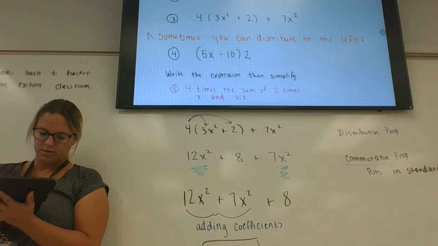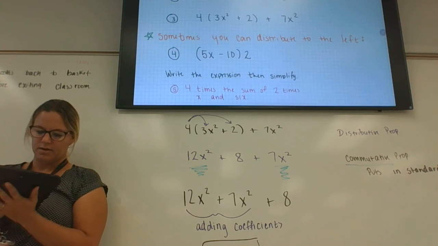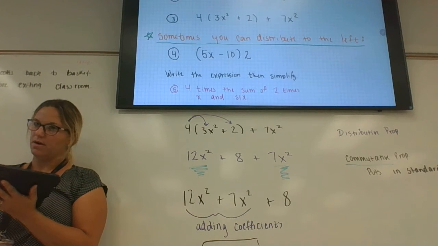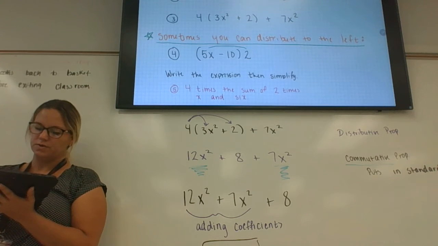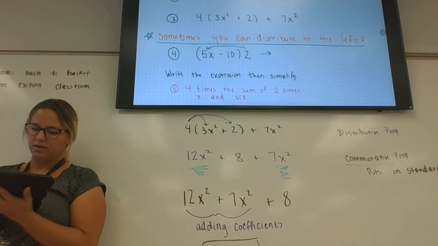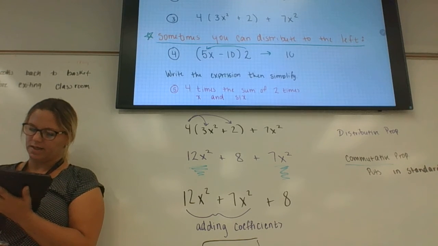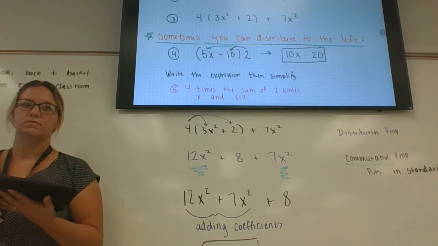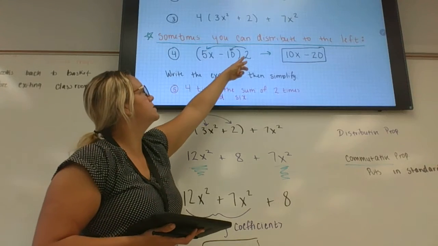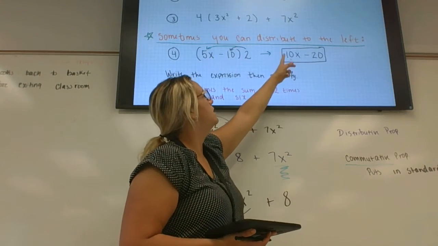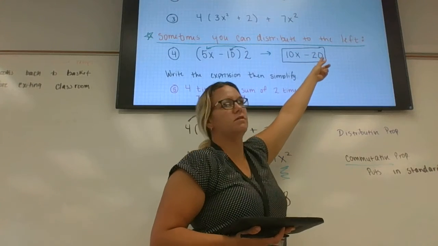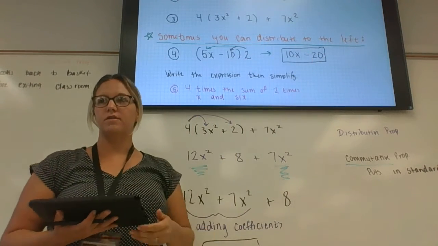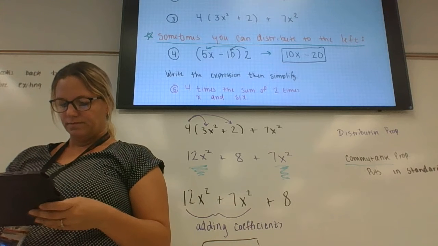So here I am on this little star here. Sometimes we distribute the other way. I'm going to do 2 times 5, resulting in 10x. 2 times negative 10, negative 20. So this time I'm multiplying left. 2 times 5, and I write it. 2 times 10, and I wrote it here. Wrote it over here instead of underneath. Okay.